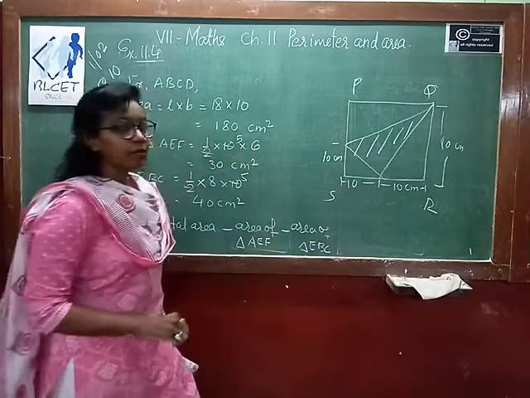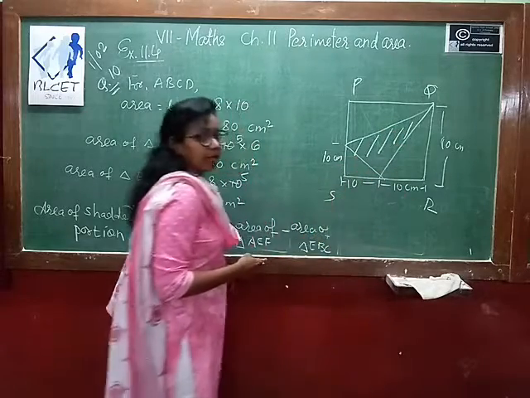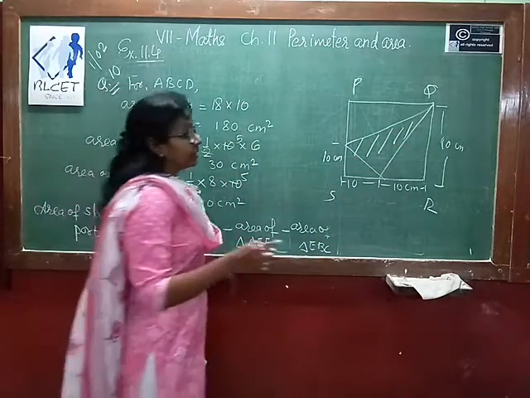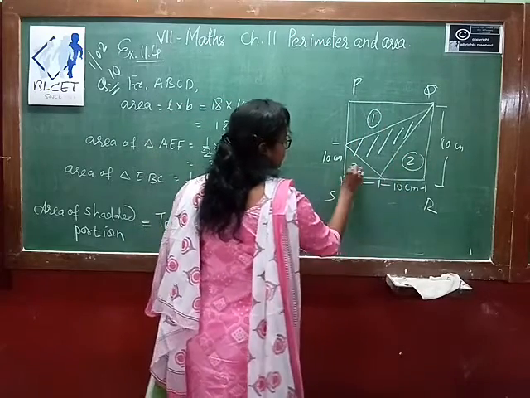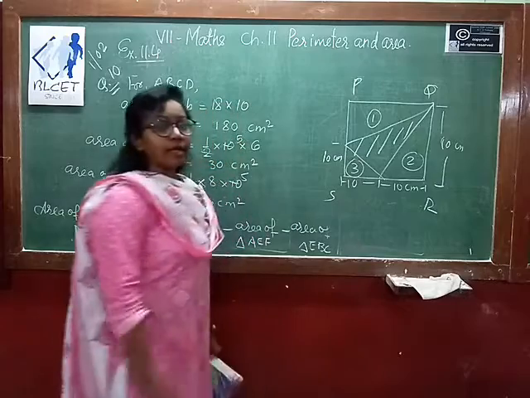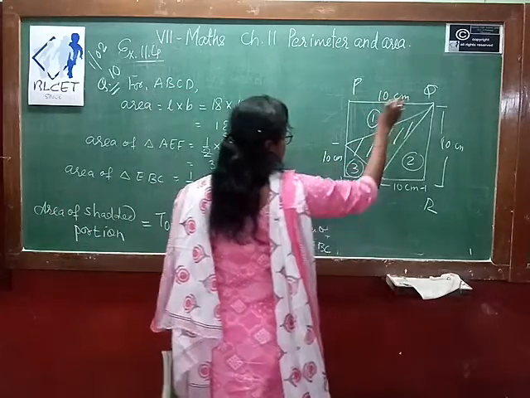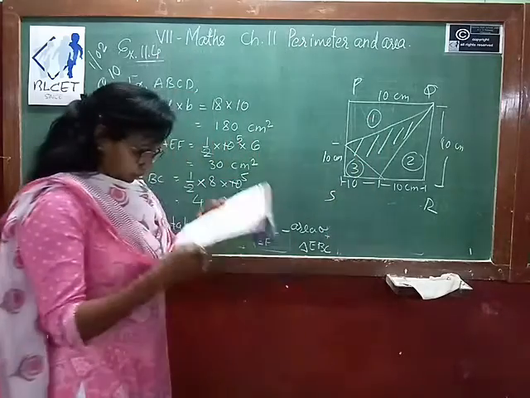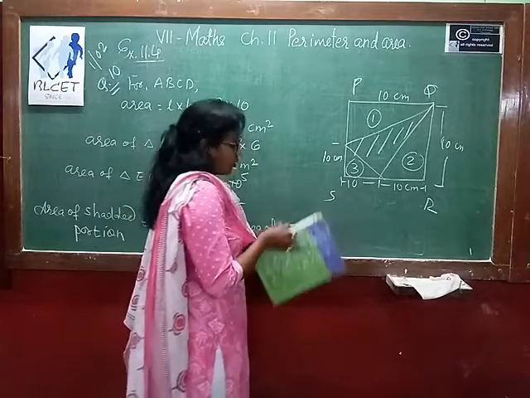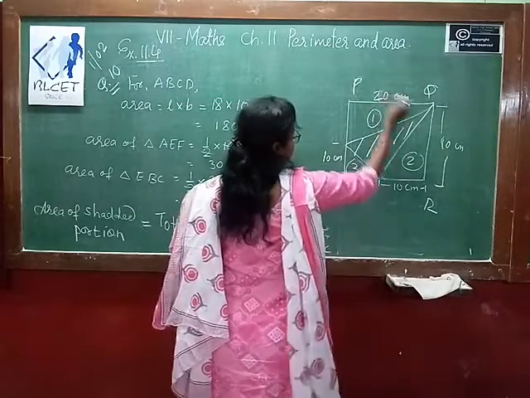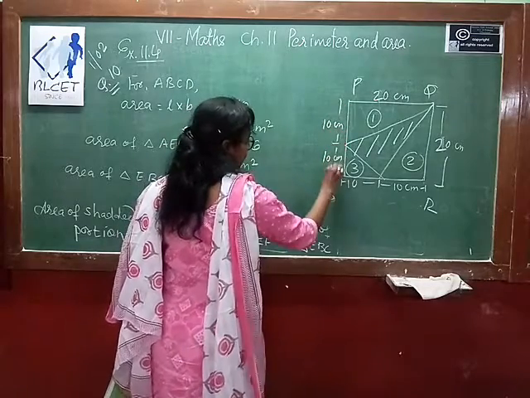So what will you do? You will first find the area of the total square, that is 10 into 10, 100 centimeter square you will get. Then here, how many triangles do you get? 3 triangles you will get. For each triangle, this is your 10 centimeter square. Sorry, this one is your 20 centimeter square. The measurement is 20. This is 10 centimeter here to here.